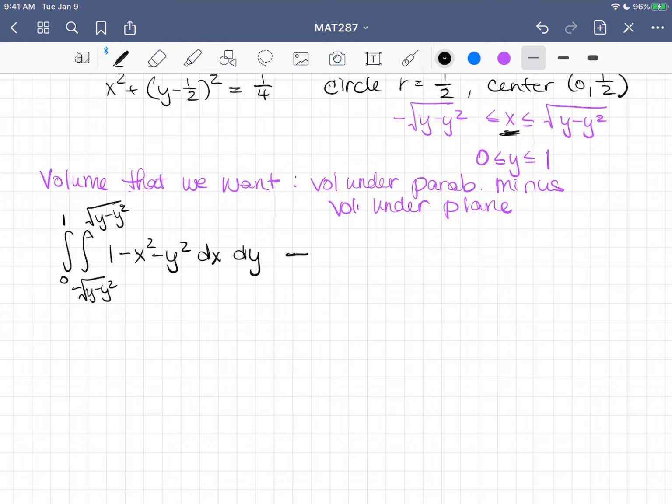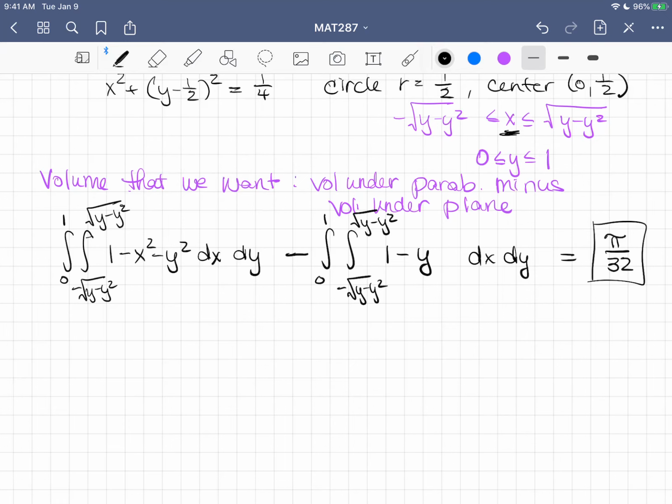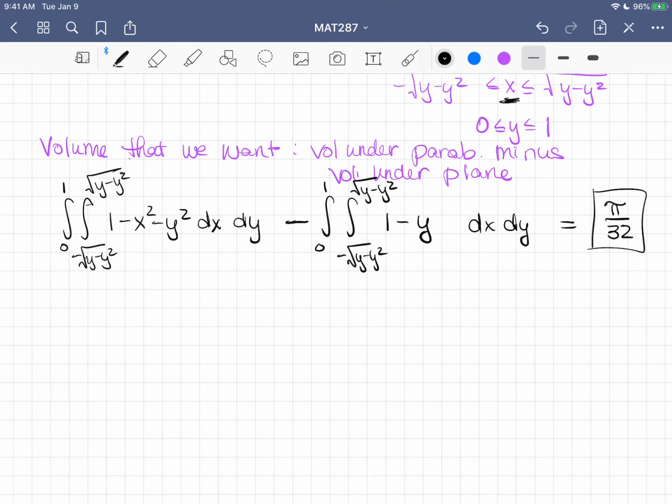And now I want to subtract the volume under the plane. And we're integrating over the same region. So my bounds on my integrals are the same. And I'm going dx dy, but now I'm integrating over the equation of the plane, so 1 minus y. All right, now I'm just going to tell you what that works out to be. You'll get pi over 32. You should pause the video and try that on your own just to make sure that you're confident you can evaluate these iterated integrals. All right, so those are the kinds of questions or problems that you'll see in this section.